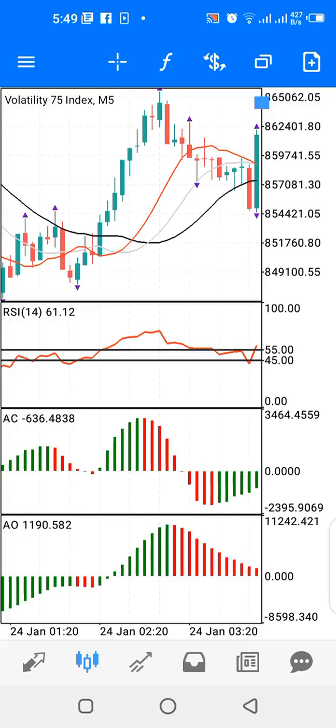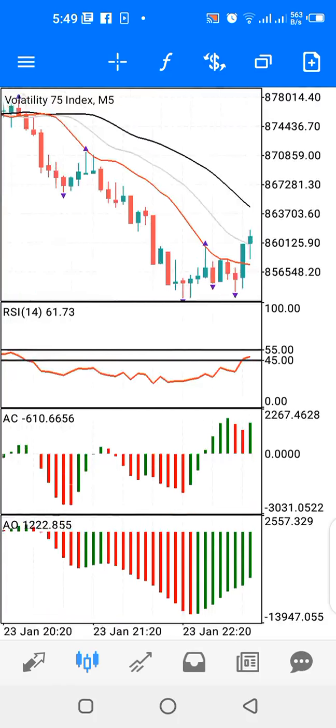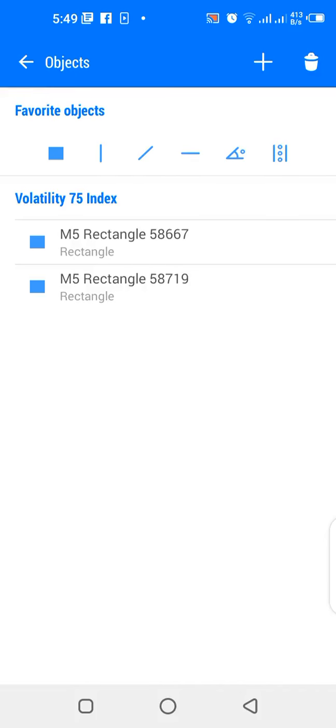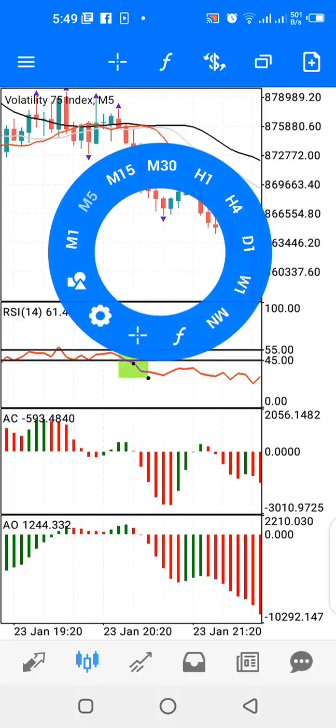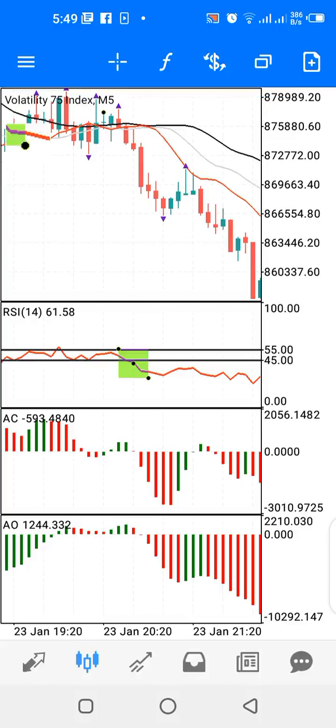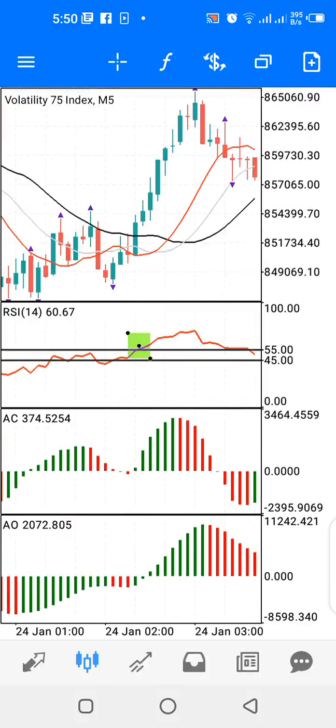When the red line crosses above the 55 level, that's time for you to buy. When it crosses below the 45 level, that's time for you to sell. You don't just sell in isolation. You look at what is happening on the main chart. Do you have buy confirmation? Do you have sell confirmation? So that's the way it works for this strategy.